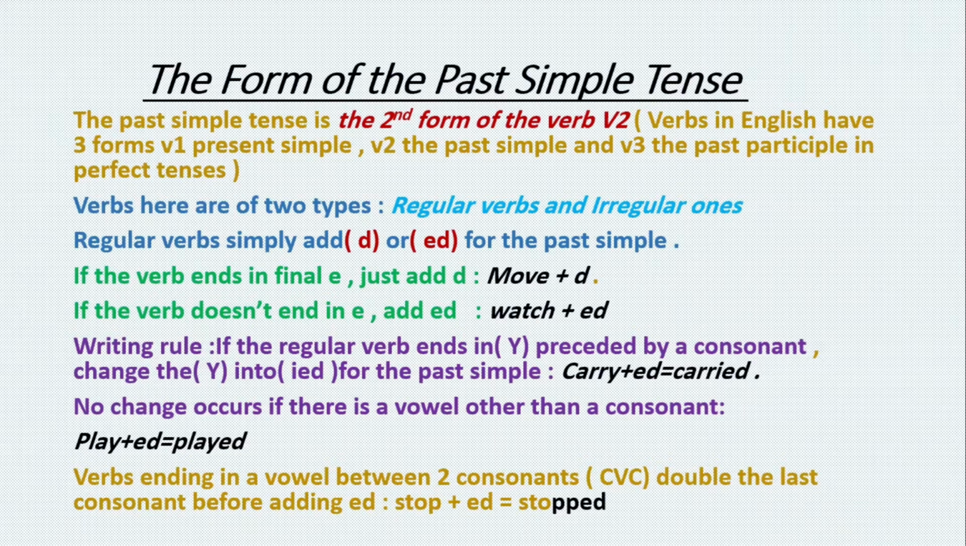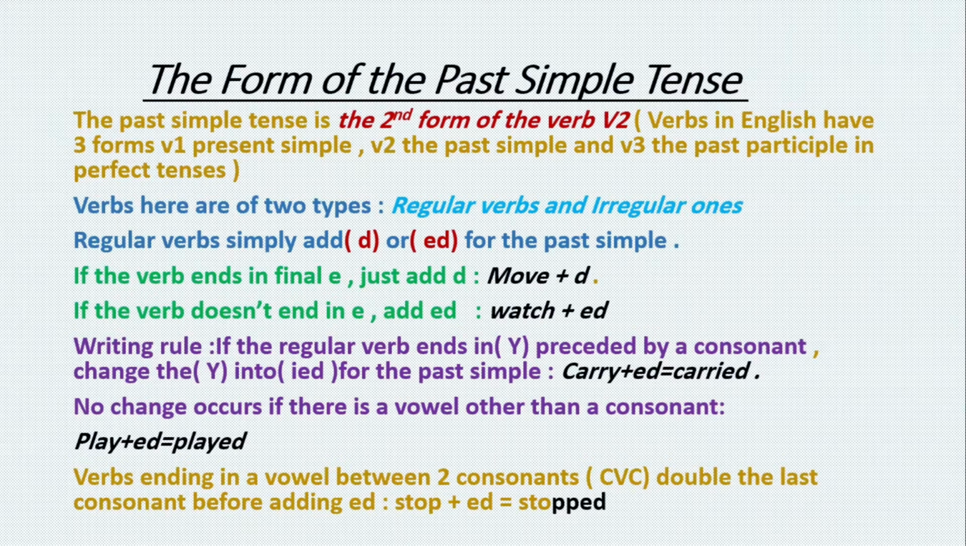Suppose a verb ends in the letter Y, and before Y there is any one of the vowels A, E, I, O, U: just add ed. But with any other letter before the Y, change the Y into I, then add ed, like carry, carried.